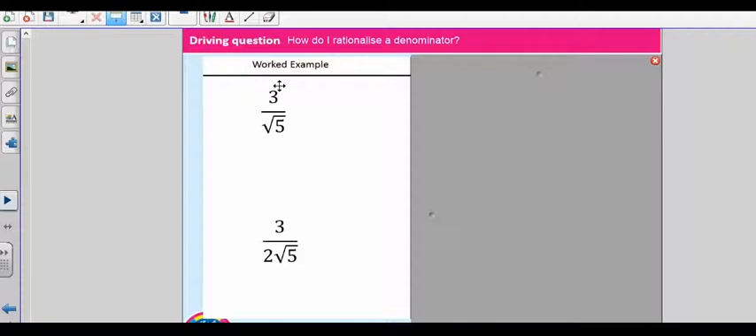Now, what could I multiply the square root of 5 by to make it into a rational number? Well, what would happen if I multiplied it by root 5? Well, root 5 multiplied by root 5 would be root 25, and the square root of 25 is 5. So that is how I could rationalise it. But of course, because we want it to be equivalent, we want it to be the same value, I must do the same to the top as I do to the bottom.